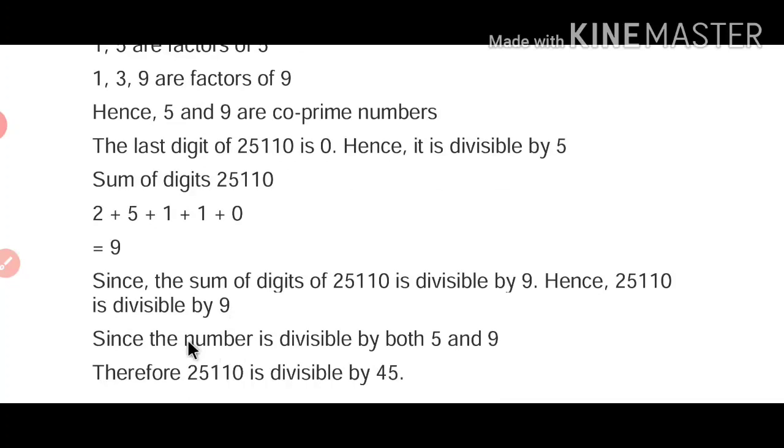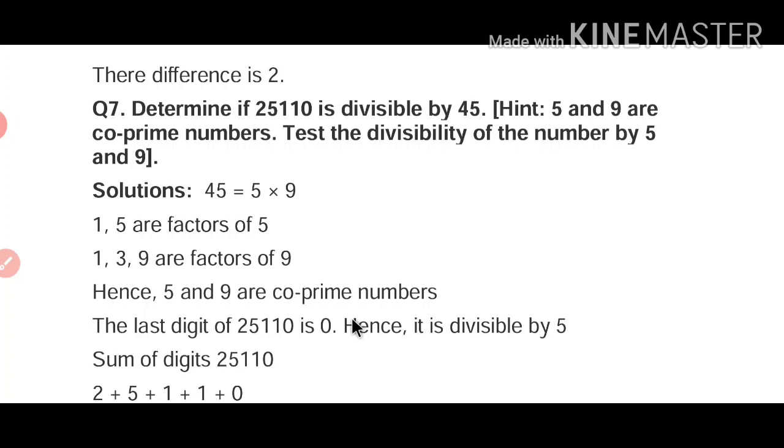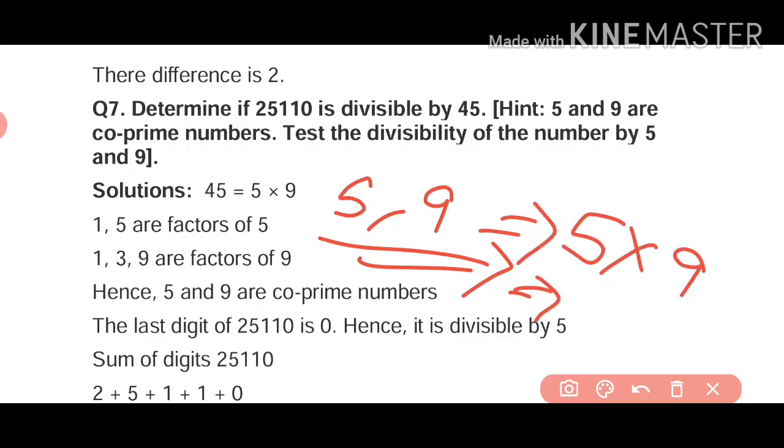Now you can see that since the number is divisible by both 5 and 9, therefore it is also divisible by 45. As we know, this is the property that if a number is divisible by any two co-prime numbers, then it is divisible by their product. You can see here that it is divisible by both 5 and 9, which are co-prime numbers. So it is also divisible by their product. Product means their multiplication, also by 45. So here you can see that without checking directly by 45, we can check it by 5 and 9.